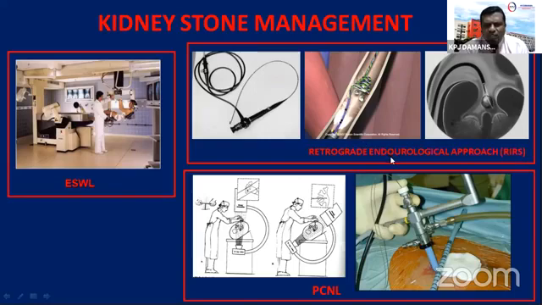Then we have what is known as retrograde endourological procedures. That means we go through the urine passage from below, go up into the kidney and break the stones. And we have what is known as PCNL. PCNL is reserved for very large stones or staghorn stones or any stones more than 2 centimeters, where we puncture into the kidney, dilate the puncture to 1 centimeter in diameter, break the stones and suck the stones out. I'll come back to that later.